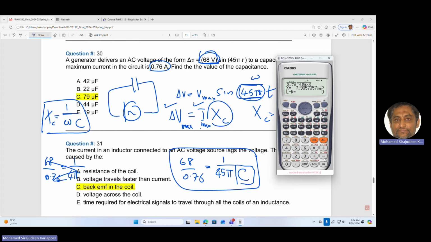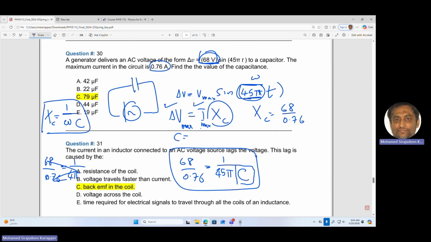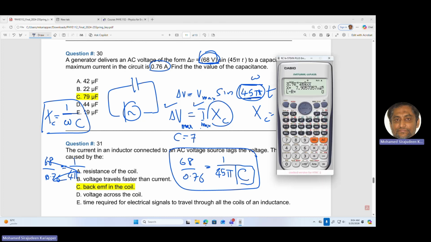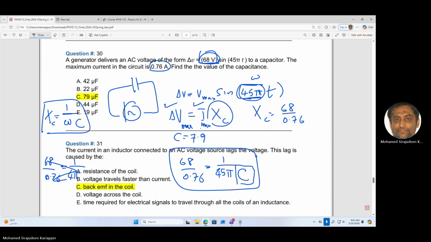7.9. Okay, that's correct. You know why? What did I get from the calculator? C is equal to 7.9 times 10 to the minus 5 farad, right? So I can write it as 79 times 10 to the minus 6 farad. You understand what I did? Which is equal to 79 microfarad. So that is the answer.